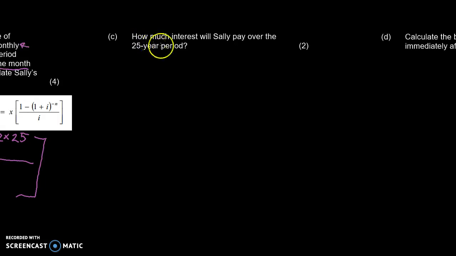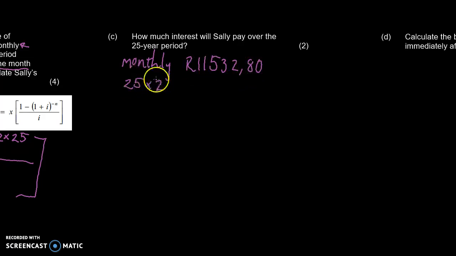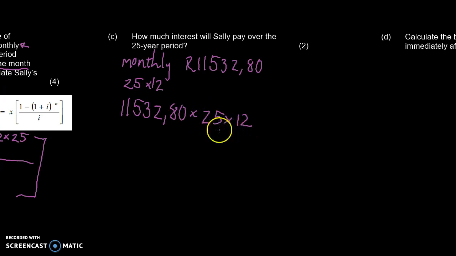So the next one says, how much interest will Sally pay over the 25-year period? Well, monthly, she is paying that, 11,532.80. We know that she is making 12 payments every year, so it's pretty easy, isn't it? We're just going to multiply all of those numbers together. The payment times that and times that.